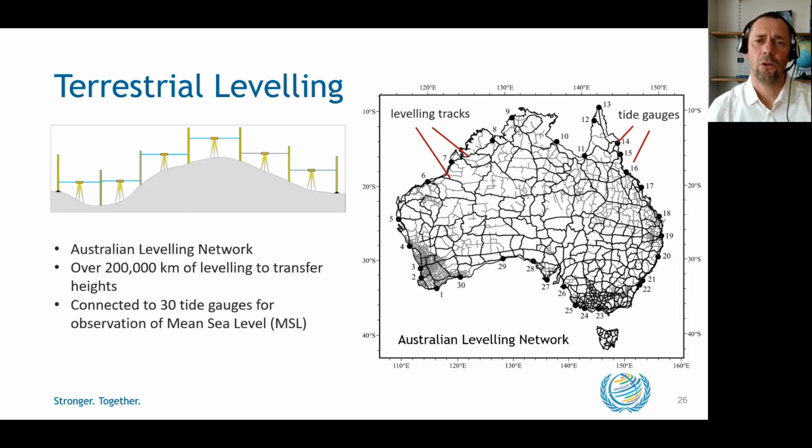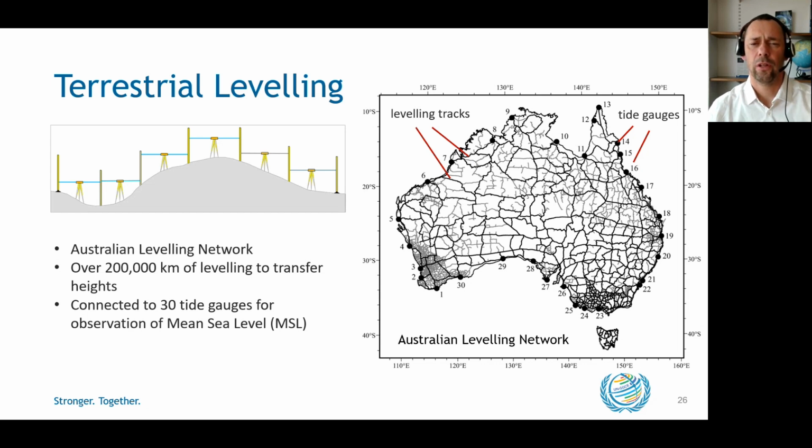We explained all the essential elements for creating the vertical datum. And now we bring the elements together. In the picture on the right, you see the Australian leveling network. All the lines in the map mark the leveling tracks we already discussed. In total, it is over 200,000 kilometers of leveling to transmit the height across the whole country.